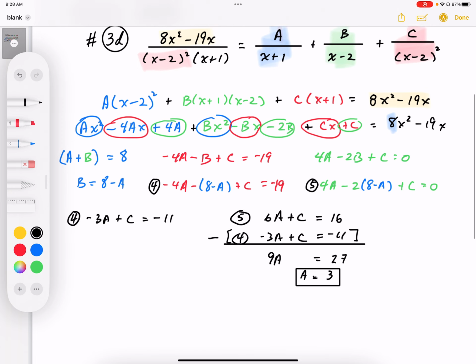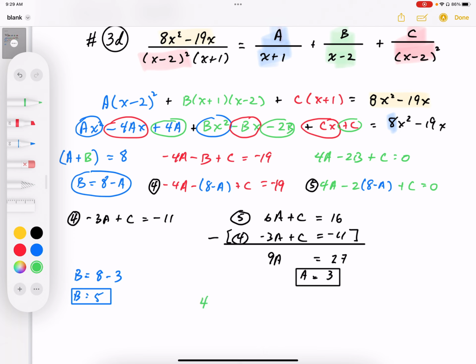Now I can work backwards and solve for b using this equation up here. In fact, I'm going to do it in blue. b is equal to 8 minus 3. So b is equal to 5. Okay, so I used that equation there to solve for b. And then to solve for c, it looks like I can use any of these equations. I'm just going to use maybe the green equation to solve for c.